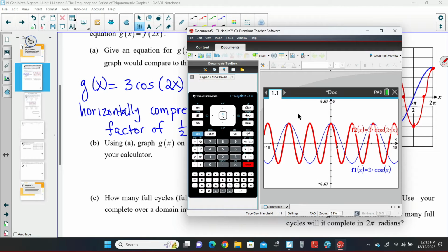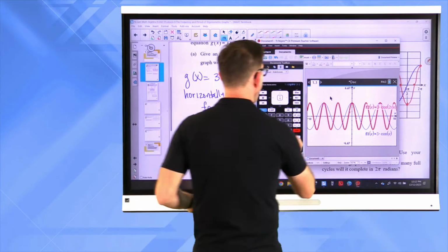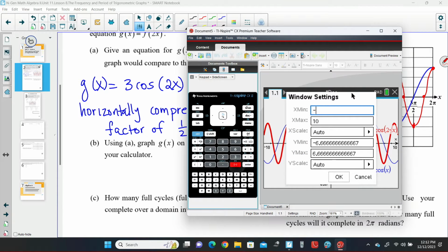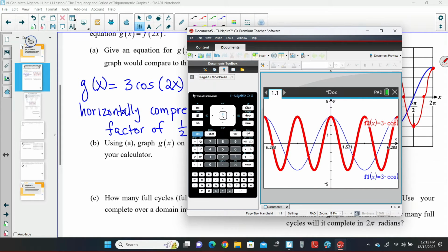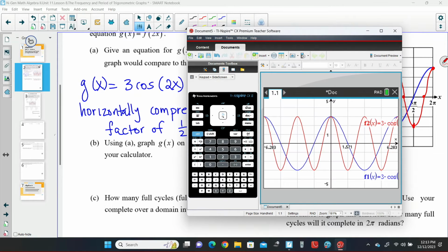Now, that should be kind of good enough, but if we want to really see it using the same kind of grid that we have right now, I'm going to go into my menu, into my window settings: -2 pi to 2 pi by pi over 2 intervals. My y-axis goes from -5 to 5 by 1s. That's a little bit better, and I'm also going to go into my settings and turn my lined grid on, so that I can really see it nicely.